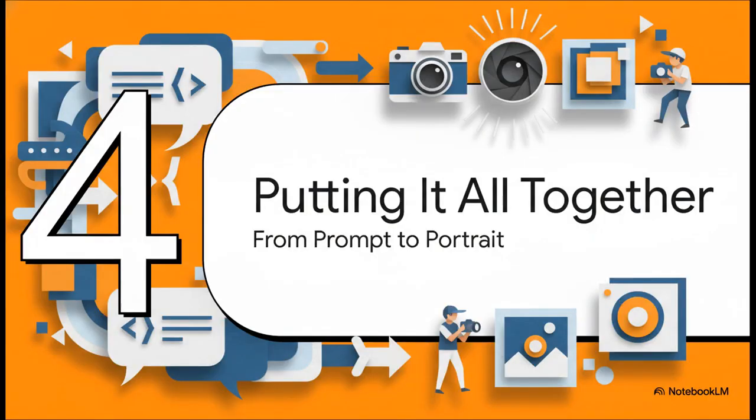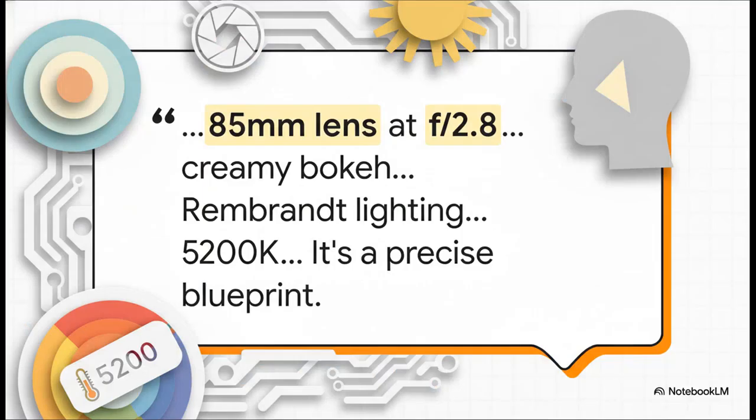All right, let's bring it all home. We're going to circle back to that original prompt we started with, and now you'll see how every single piece just clicks into place. See? It's not so intimidating now, is it? This isn't just a wall of confusing text anymore. You know what this means now. You know 85mm at f/2.8 gets you that creamy bokeh. You know Rembrandt lighting is going to give it drama, and 5200K is for perfect skin tones. It's not a magic spell. It's a blueprint for a fantastic image.